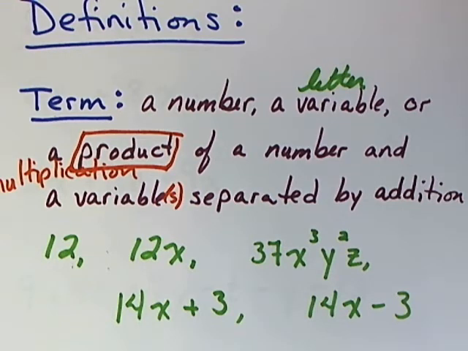Then I threw out, oh, how about 37x cubed y squared z? There's no addition signs or subtraction signs in there, it's all multiplication, and therefore that is one single term. It's an ugly one, but it's still one term.